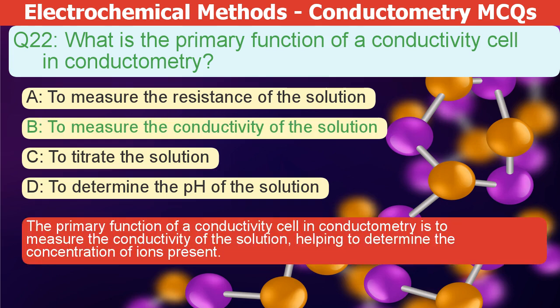The correct answer is B. The primary function of a conductivity cell in conductometry is to measure the conductivity of the solution, helping to determine the concentration of ions present.